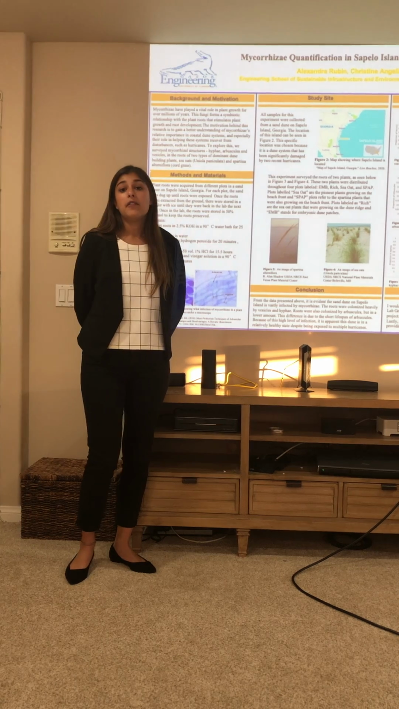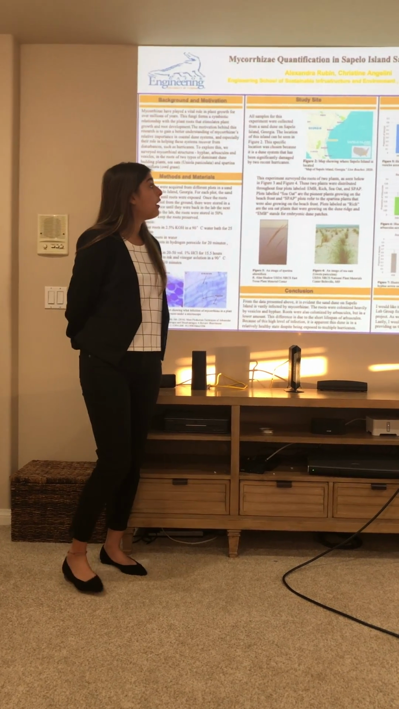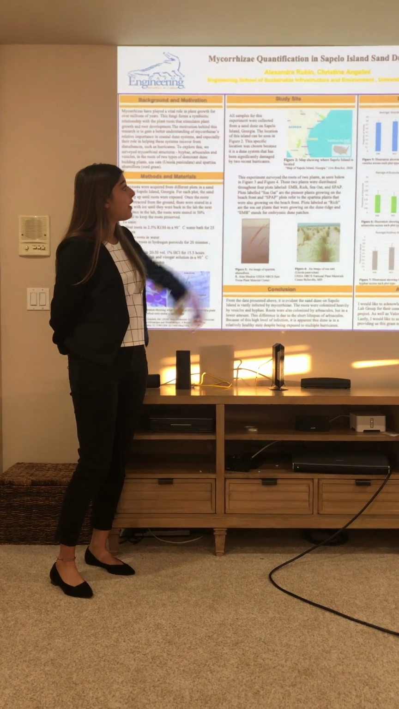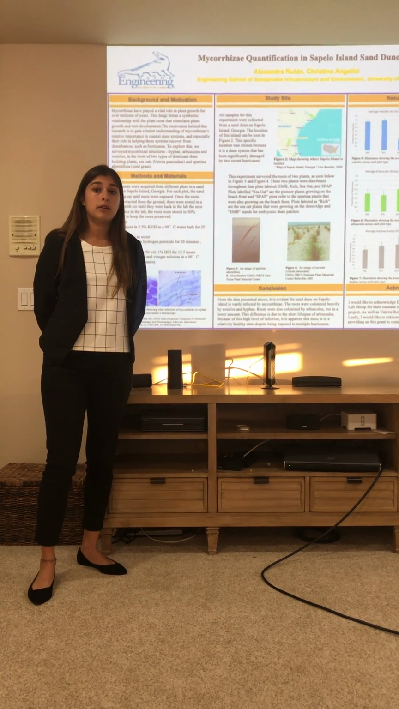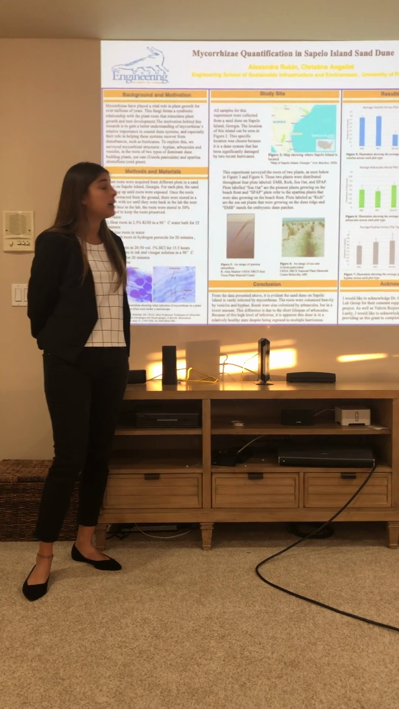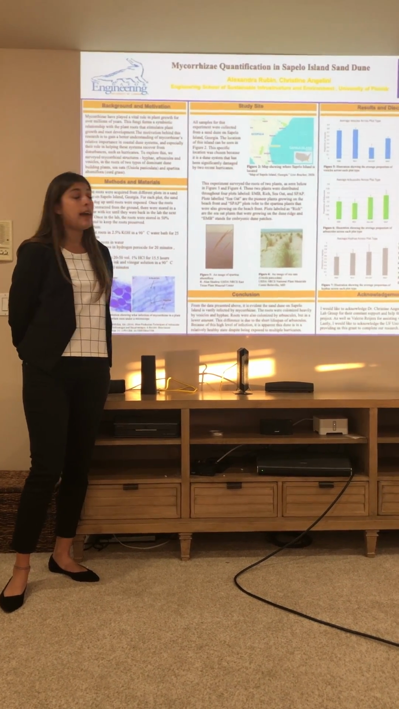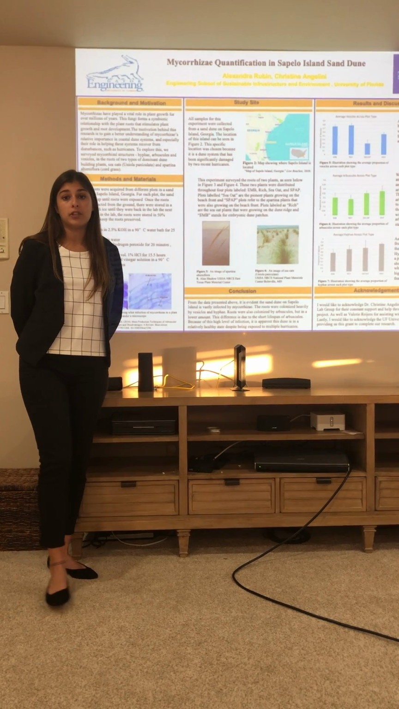So the results from this research are found on the right of the poster, and you can see in figure 5 that the average proportion of vesicles across each plot type were found. Then in figure 6 you can see the average arbuscules, and in figure 7 the average hyphae.